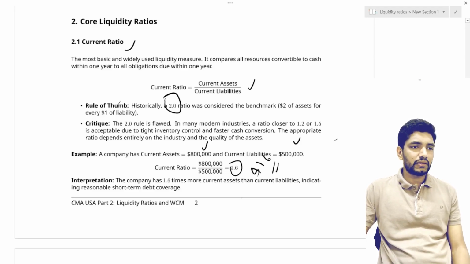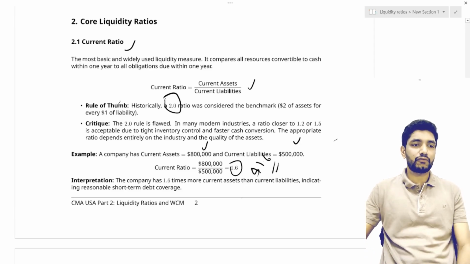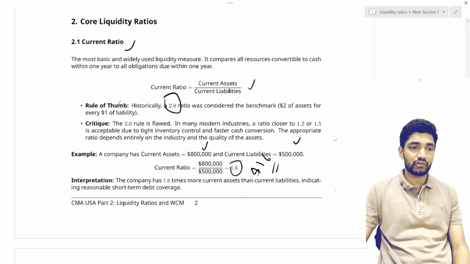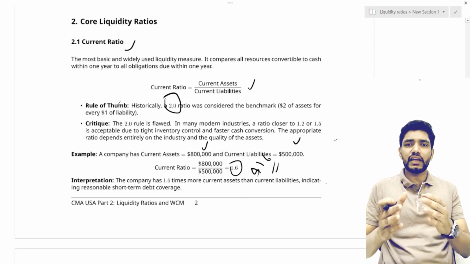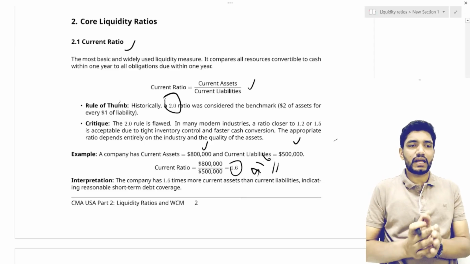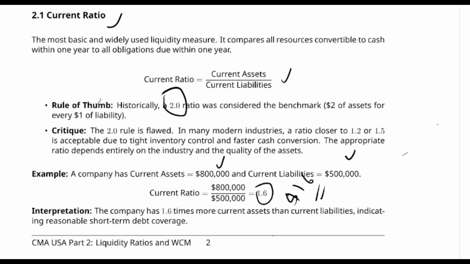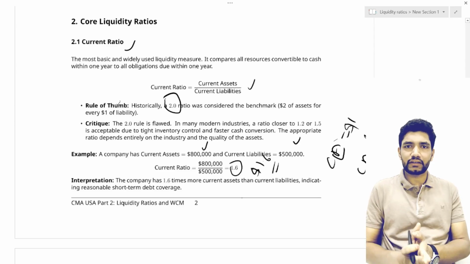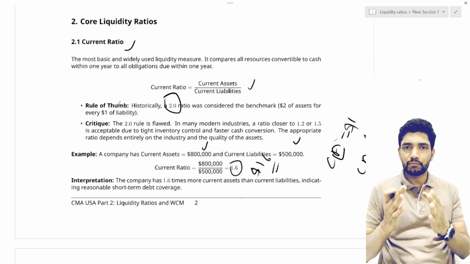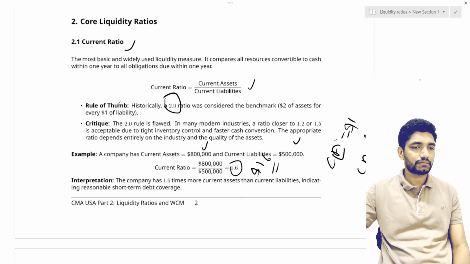So in this case, this company has 800,000 of current assets and 500,000 of current liabilities. So then the current ratio will be 1.6, which indicates that for every $1 of current liability, this company has $1.6 of current assets. So in this case, the current liability is 1 and the current assets are 1.6.